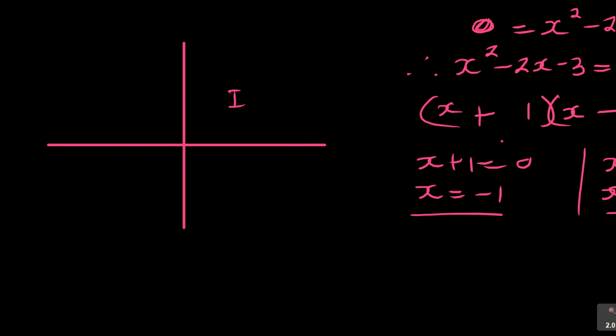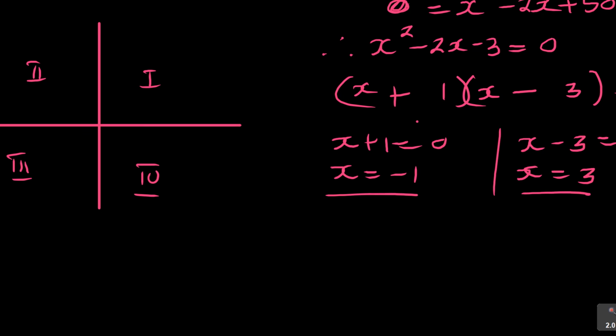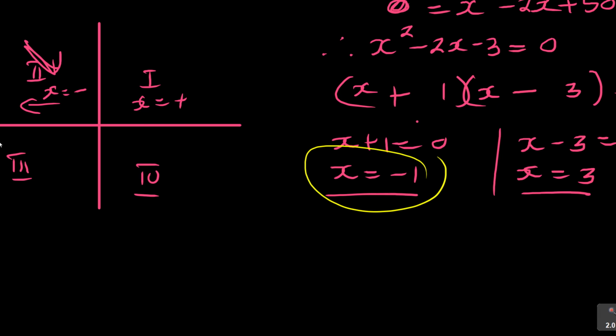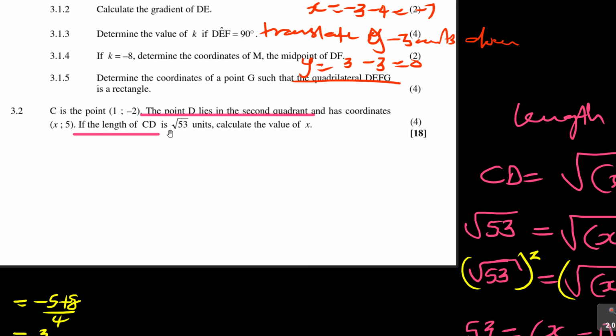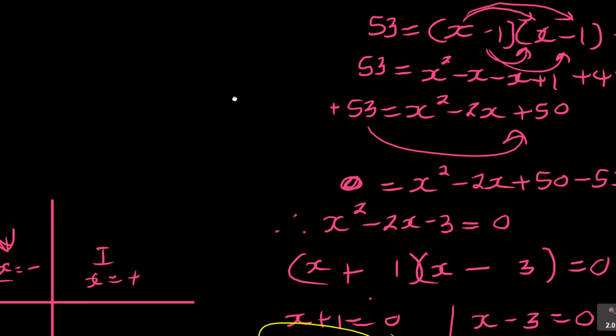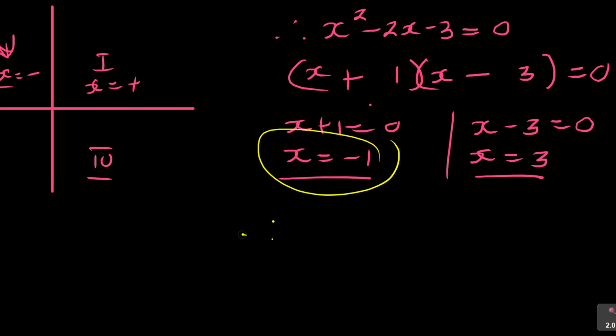Remember, this is first, this is second, this is third, and this is fourth. So if it's in the second quadrant, you can now try to make sense of these answers. In the second quadrant it's here. That's the point. And x here is negative. Going in this direction, x is negative, and here x is positive. So the answer that makes sense here is going to be this one. So if you have to find the coordinates of point D, calculate the value of x. x therefore is equal to minus 1. So therefore x is equal to negative 1.